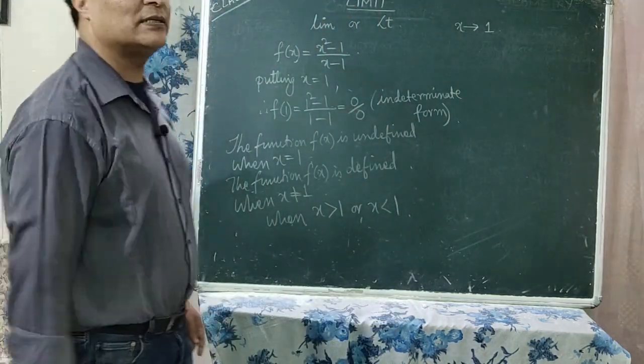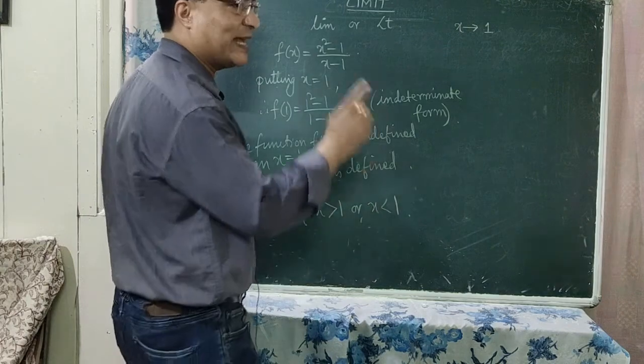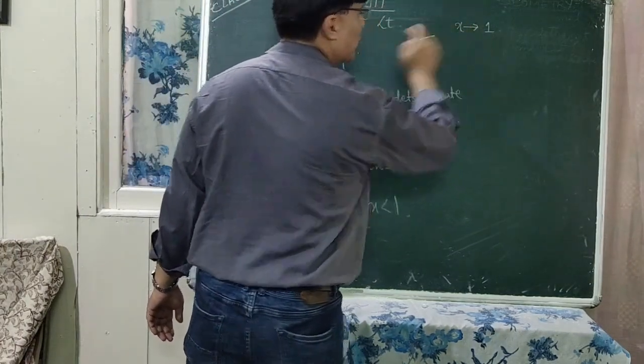So how is it read? It is read as x tends to 1, or x approaches 1.